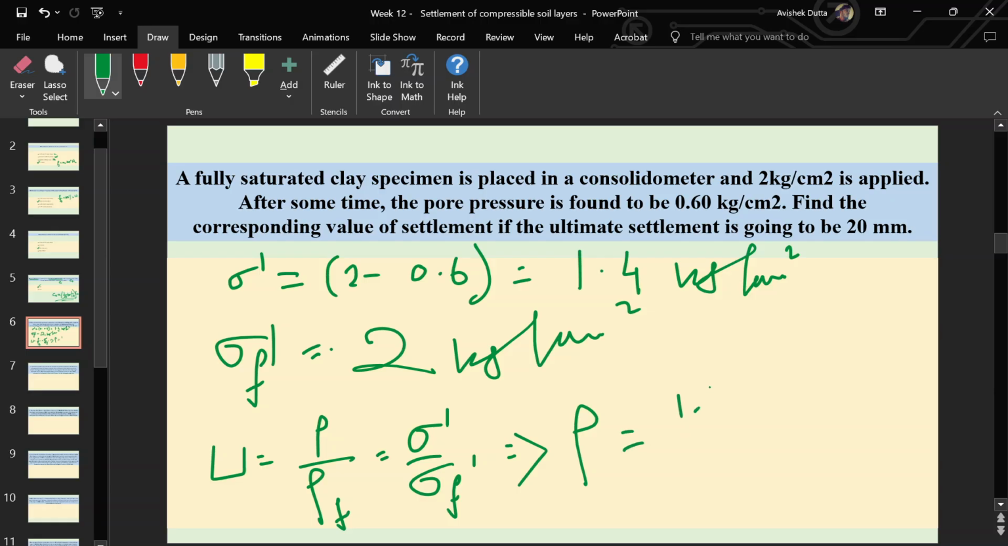So it is sigma by sigma f into rho f. What is rho f? Rho f is 20, so it is 20 mm. So it is 14 mm.